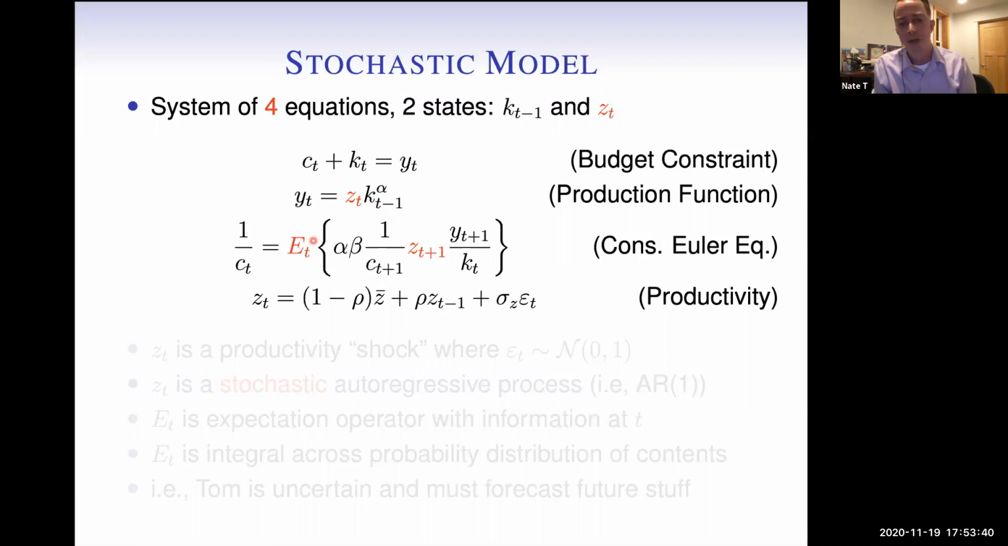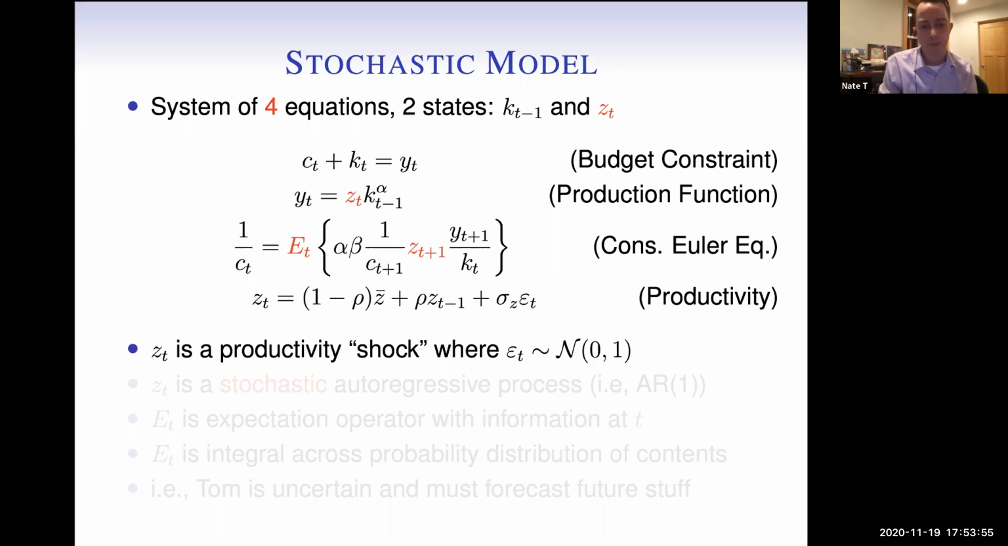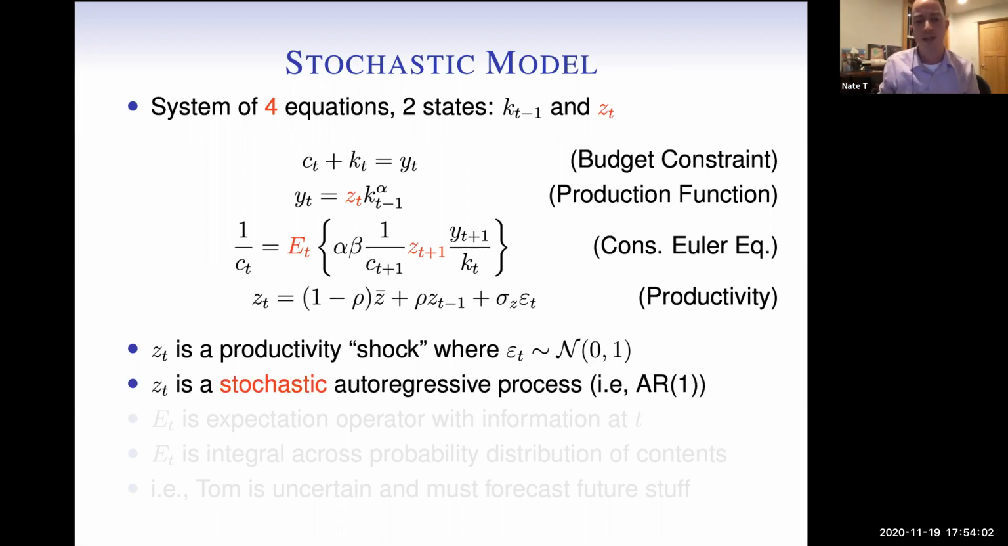And we're going to introduce what's called an expectation operator. The expectation operator allows Tom to make forecasts about the future, given information he has at time t. So there's a little subscript t there for the information set that Tom has. Again, Z_t is a productivity shock. Tom could be extra productive sometimes or less productive other times. It's a stochastic, autoregressive process. It has a mean that it tends to revert to. So you could have really good days, but you're not going to have a whole bunch of really good days. You can have some really bad days, but you're going to get better over time.